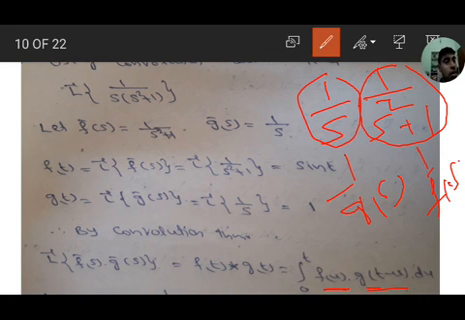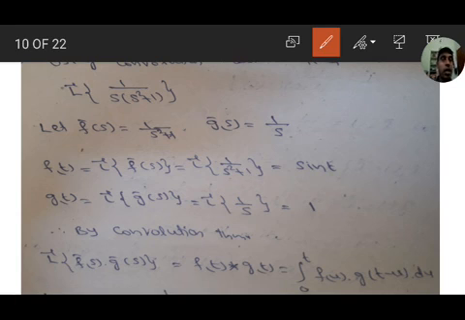If you take it either way, it will come out, but if you take the simple function as g bar s and the remaining function as f bar s, the integration will be easy. Otherwise, if you take it vice versa, it will also come, but the integration is somewhat difficult. No problem, okay? It is some trick.